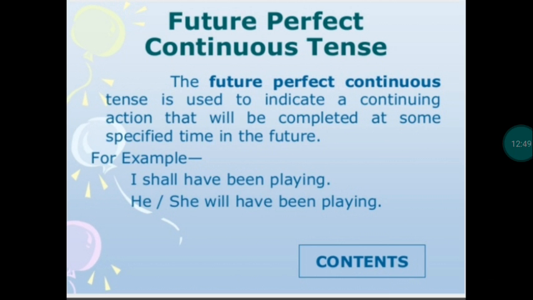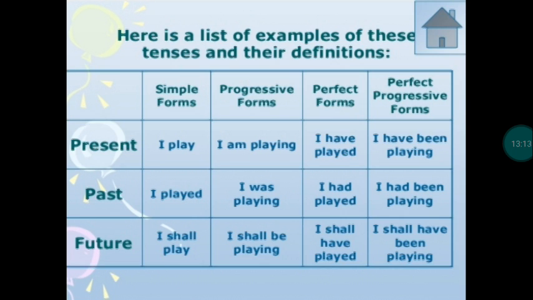The next one, future perfect continuous tense. This tense is used to indicate a continuing action that will be completed at some specified time in the future. For example, I shall have been playing for 4 hours, or he will have been playing for so and so time, for a time duration that is given there.